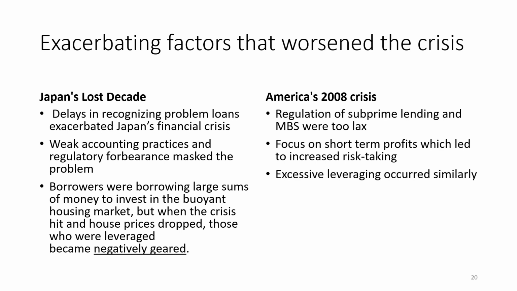Next, there was a focus for investors and borrowers on short-term profits, which led to increased risk-taking. Borrowers were borrowing large sums of money to invest in the housing market, but when the housing prices dropped, they became excessively leveraged and negatively geared, and this excessive leveraging worsened the issue.